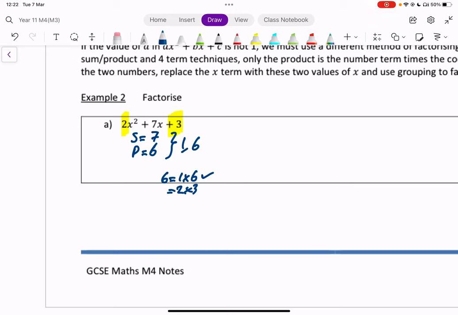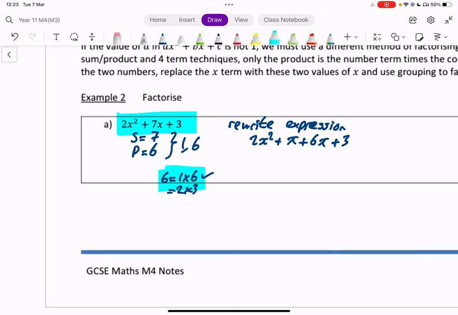Now what this tells you is how you're going to rewrite this first equation. No, it's not an equation at all, it's an expression. We rewrite the expression as 2x squared plus 1x plus 6x plus 3. Where that has magically appeared from, remember, we said our two numbers were 1 and 6, so that's 1x and 6x. That's all we have done there.